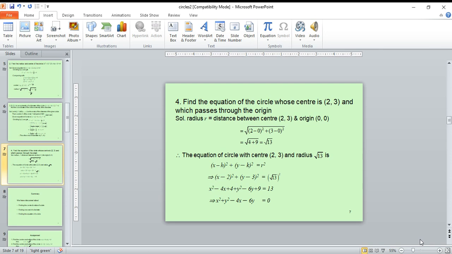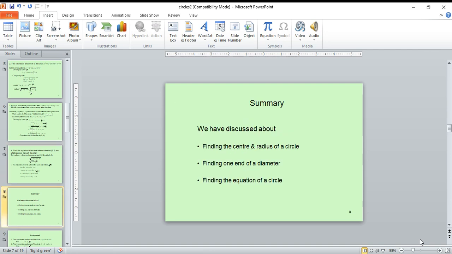2 square is 4, so x square minus 4x plus 4. Then (y minus 3) whole square, using a square minus 2ab plus b square, is y square minus 2 into y into 3, that is minus 6y, plus 3 square, equal to 13. So x square plus y square minus 4x minus 6y, and 4 plus 9 is 13. Taking 13 to the left side, 13 minus 13 is 0. So x square plus y square minus 4x minus 6y equal to 0.